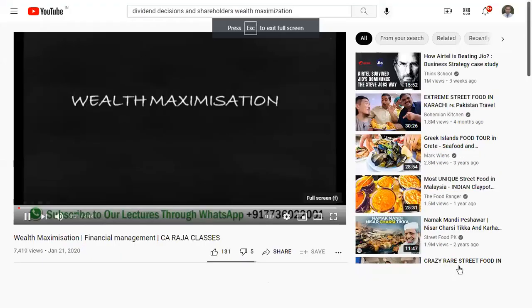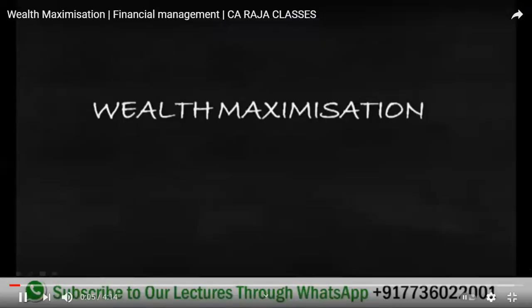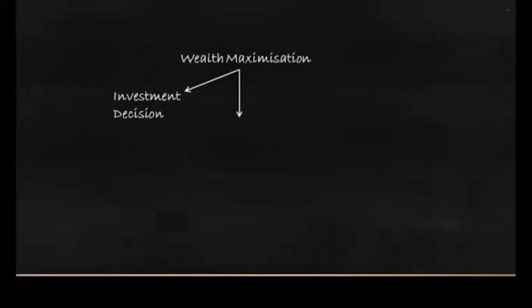One of the main objectives of the finance management is wealth maximization. When we say wealth maximization, it is the maximization of wealth of the owners of the business. So, how is this wealth maximization possible? The wealth maximization is possible by taking correct investment decisions, correct financing decisions, and correct dividend decision. So what are all these? We'll see one by one. First, we'll focus on investment decision.